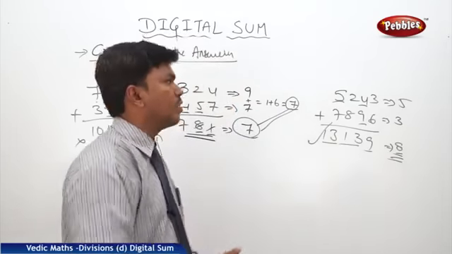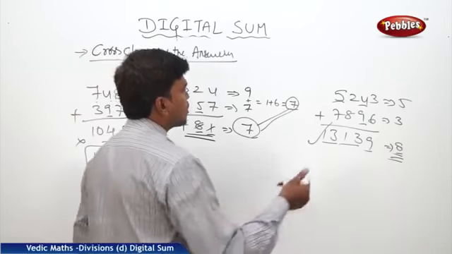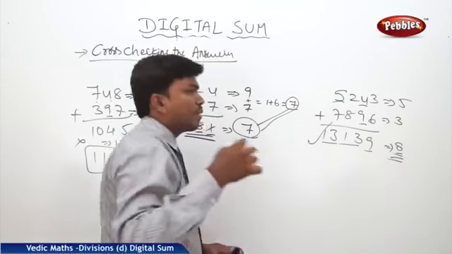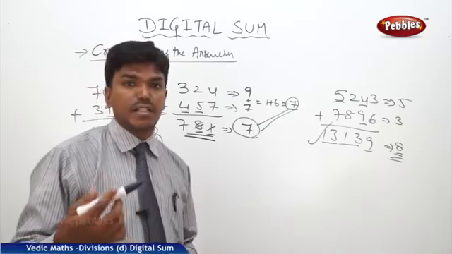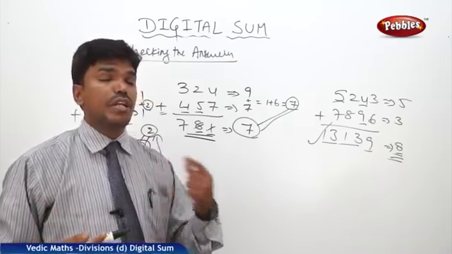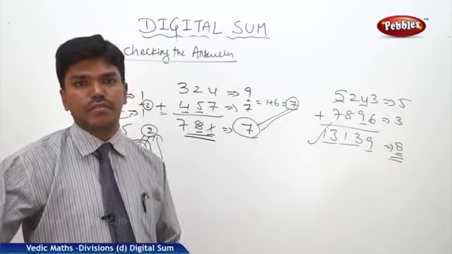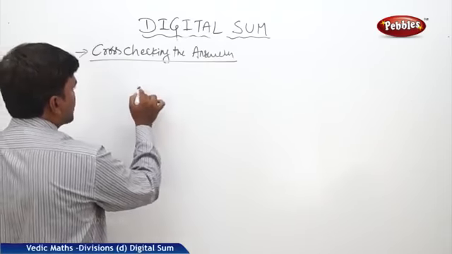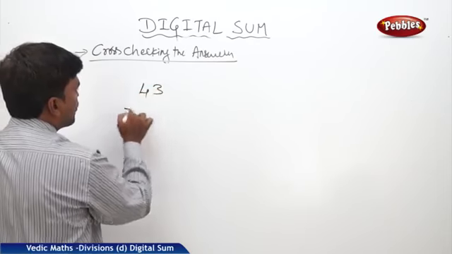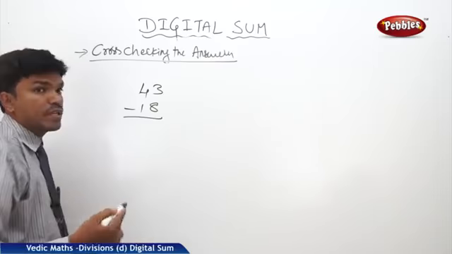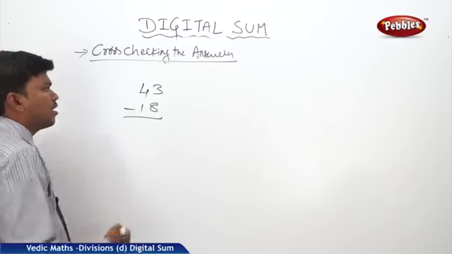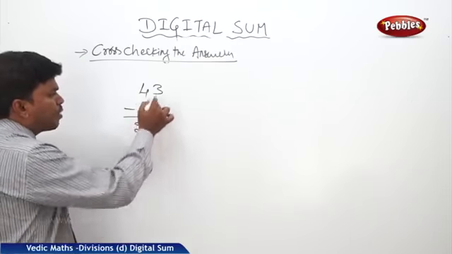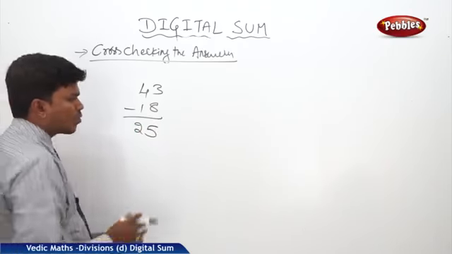Now we'll see that application in subtractions as well as multiplications. There you can understand very clearly. Now let us take some examples. Say 43 minus 18. I want to check in the subtractions this time. 4 minus 1 is 3 but 2. 3 plus 2 is 5. So 25 is my answer.